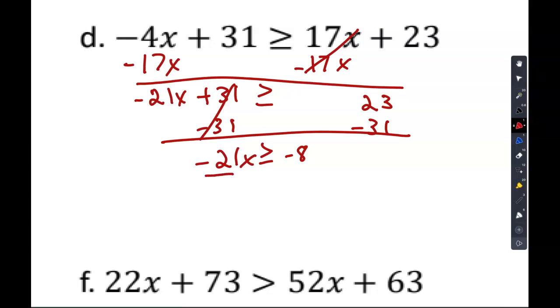Alright, now I'm going to divide by a negative 21. And I got to swap the inequality around. So that's going to be x is less than or equal to. Negative divided by a negative is a positive. And we're just going to leave it as 8 over 21.